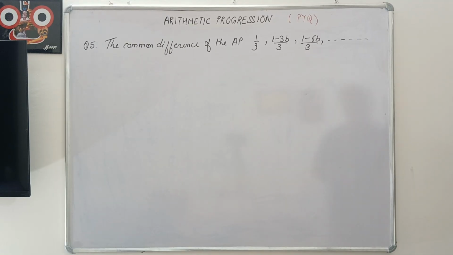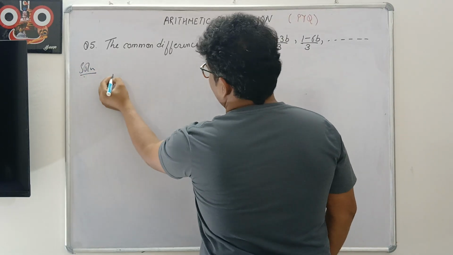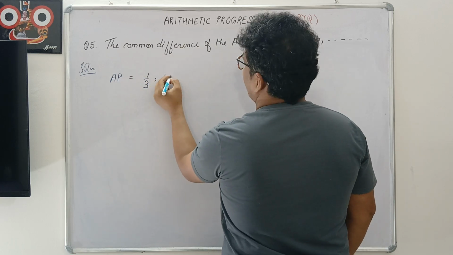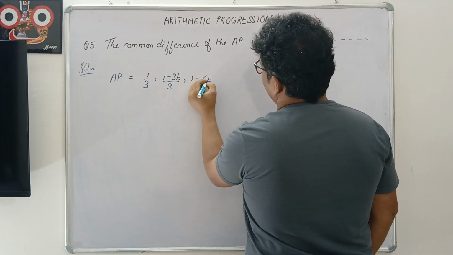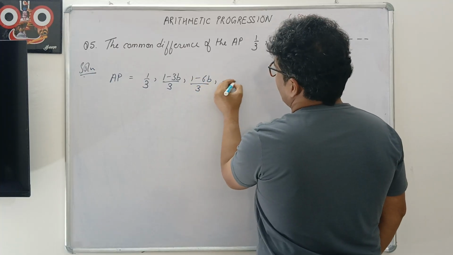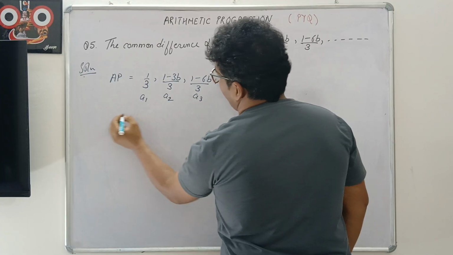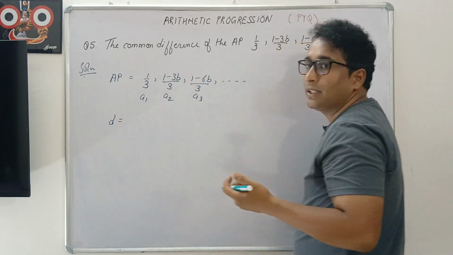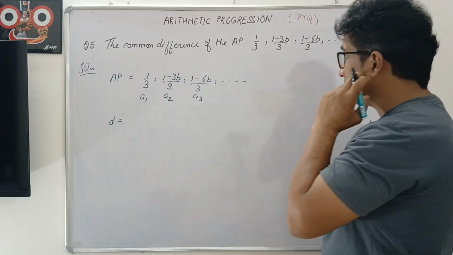Now again, it is the same type of question. An AP is given and he is asking about your common difference, correct? So first write down the AP, that is 1 by 3, 1 minus 3b by 3 and 1 minus 6b by 3, and so on. So A1 is given, A2 is given and A3 is given. You have to find the common difference. Because it is an AP, you don't need to find A2 minus A1 and then again A3 minus A2. That would only be checking whether it is right or wrong.